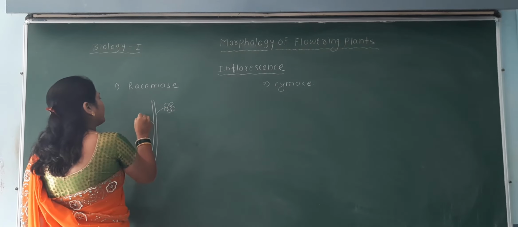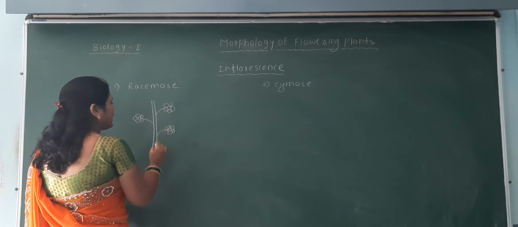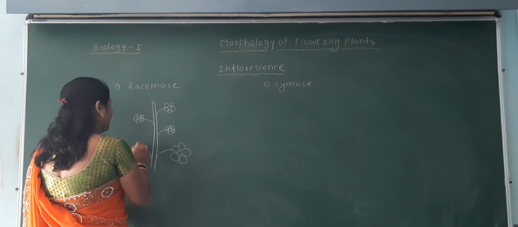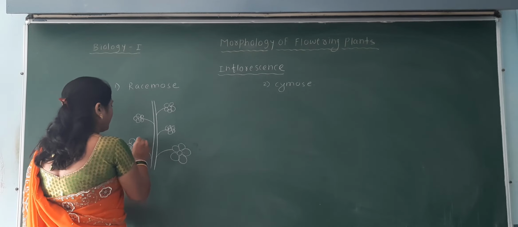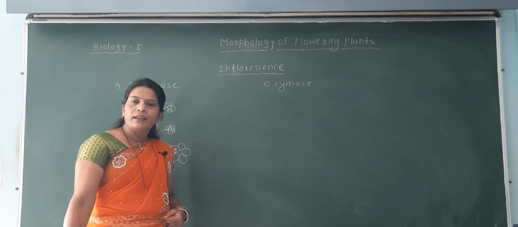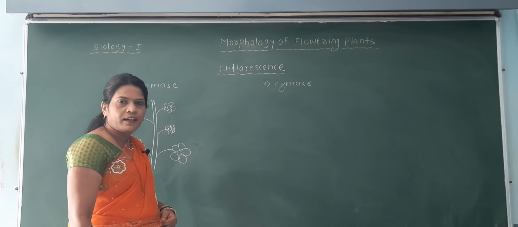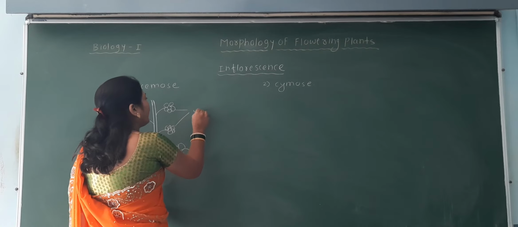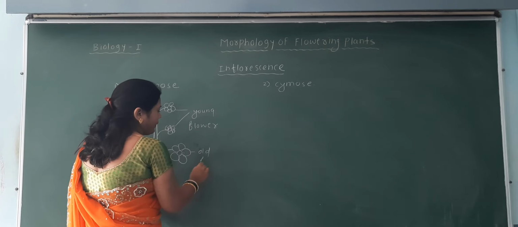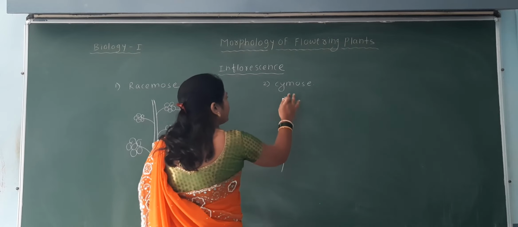These are the young flowers. Look, these are the young flowers which are present at the apex, while old flowers are present at the base. And here the tip of this floral axis remains open, there is no flower. So see here, this is a diagram of the racemose inflorescence. Here we label young flower, this is old flower.